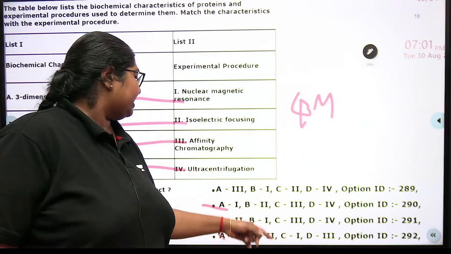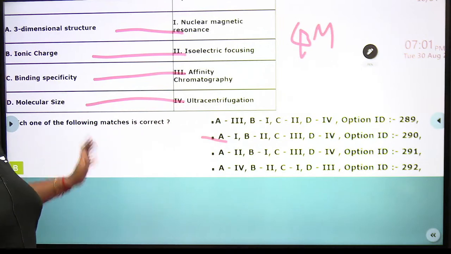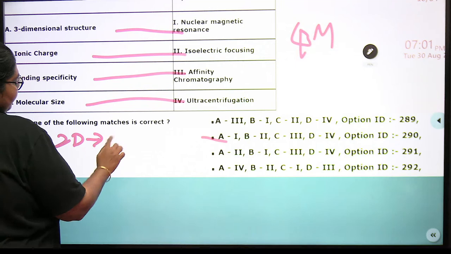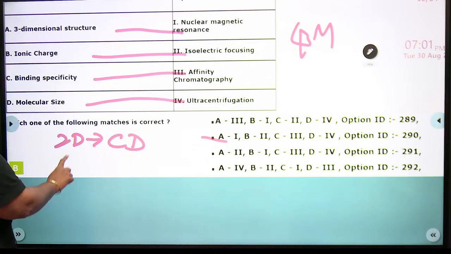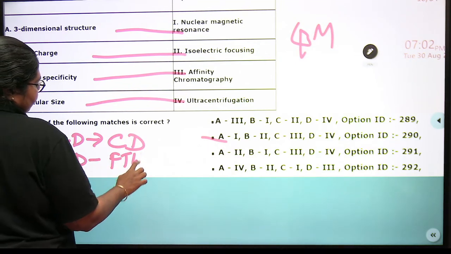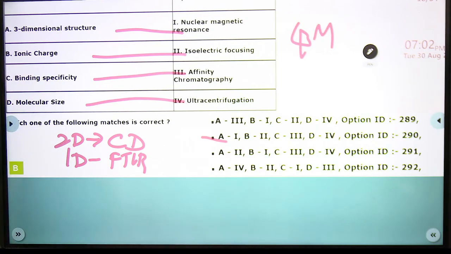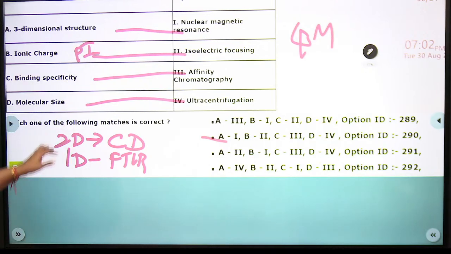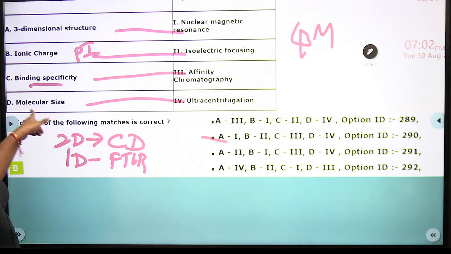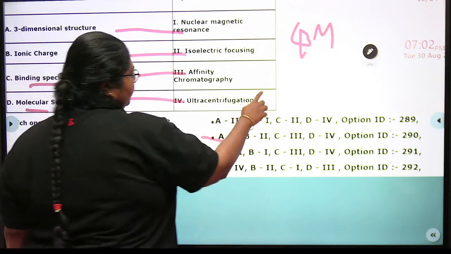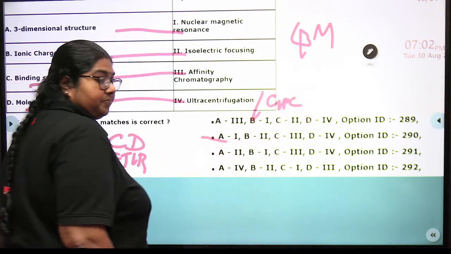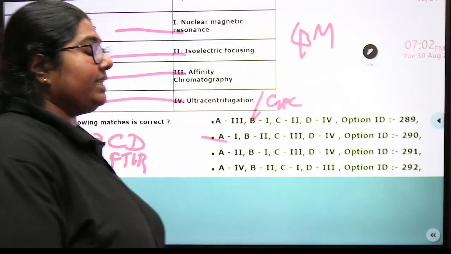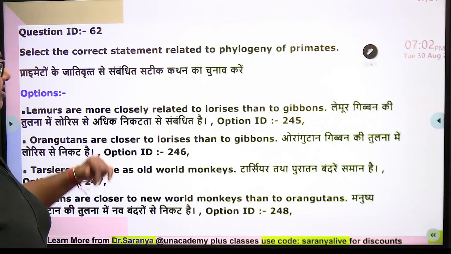So A1, B2, C3, D4. Yes, nothing. Very simple question. 3D, it is NMR. What about 2D? CD, right? 1D, it is FTIR, okay, right? Ionic charge is isoelectric focusing, based upon your pI they separate. Affinity is binding, and molecular size is ultracentrifugation or gel permeation chromatography. Okay, got it? So this is understandable, this is easy. Agree with this?